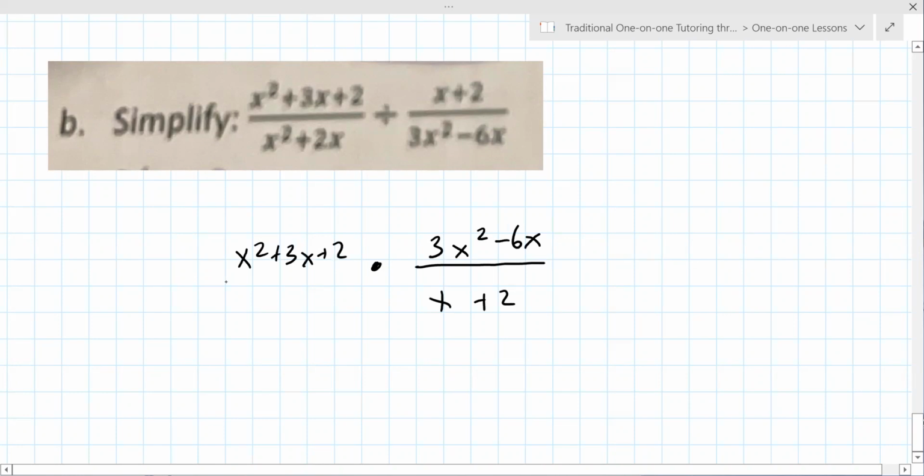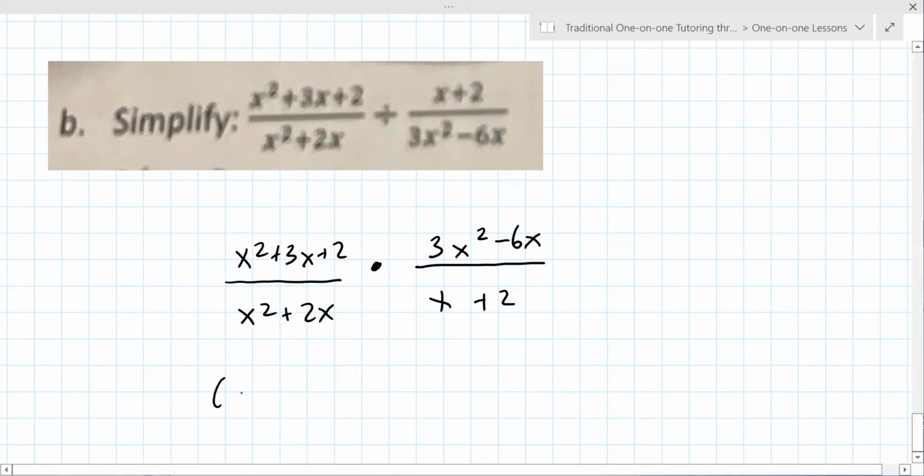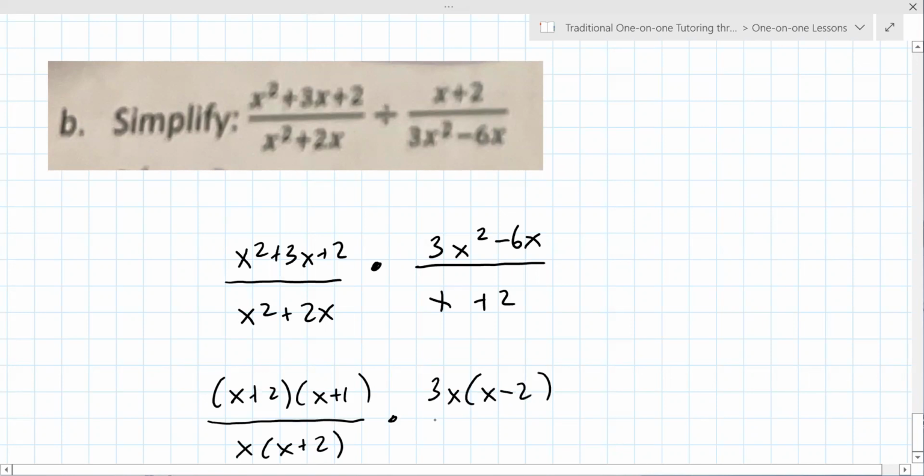So you mentioned getting lost earlier. I would say it's more that for most students there are so many things they have to remember that they get uncertain about what to do because there's so much going on. And this is one of them. So let's factor here. X plus 2, x plus 1. The bottom, it's x times x plus 2. 3x, x minus 2, x plus 2, like that.